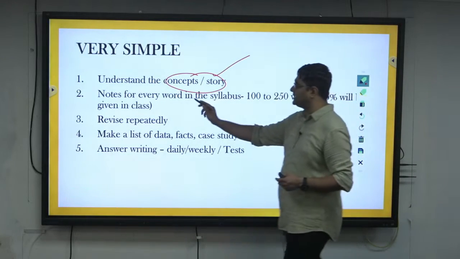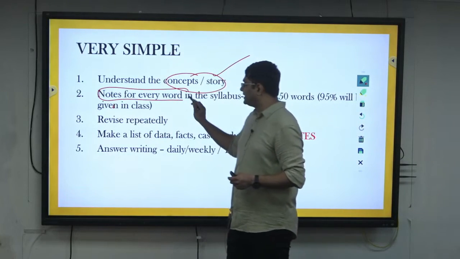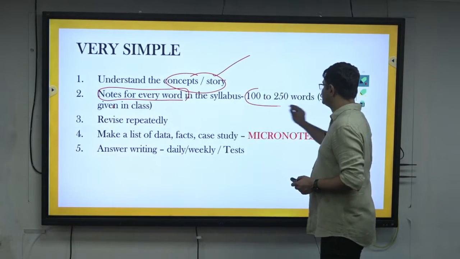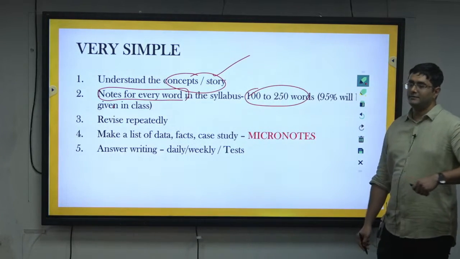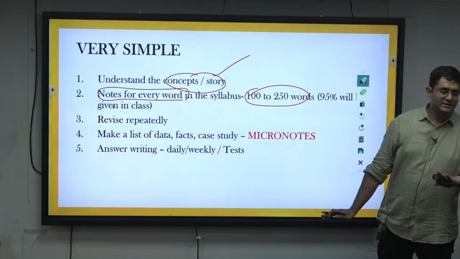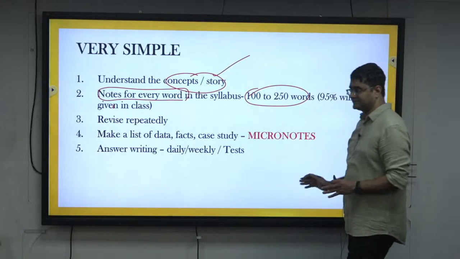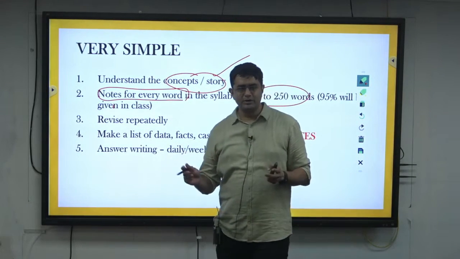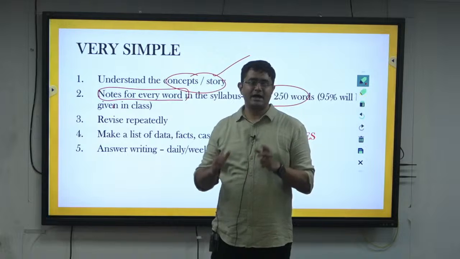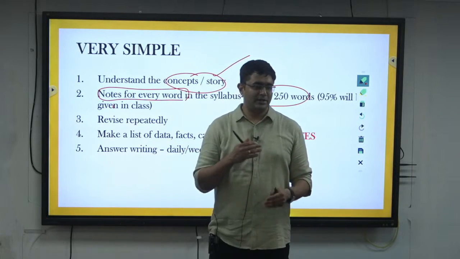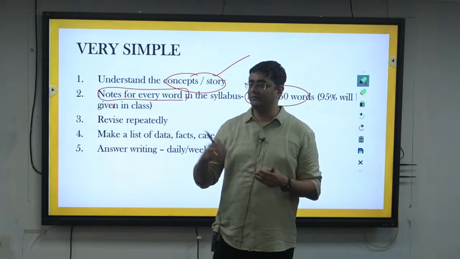Once we know the story, make notes for every part of the syllabus, in 100, 250, 300 words. For every part of the syllabus, you will have notes. Because there is no one single textbook. Some I will be providing, but otherwise there will be no one single textbook. So when you write them, you will be learning, you will be articulating while writing.